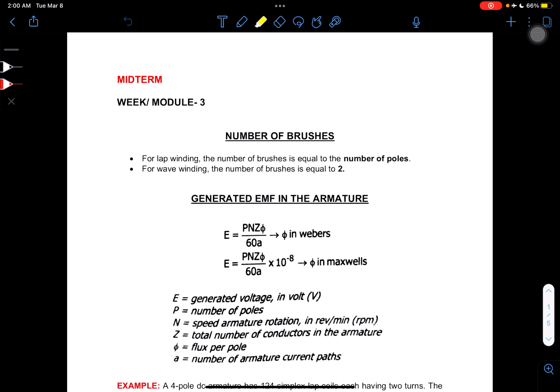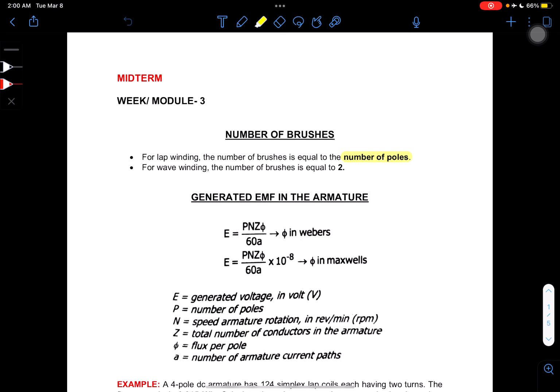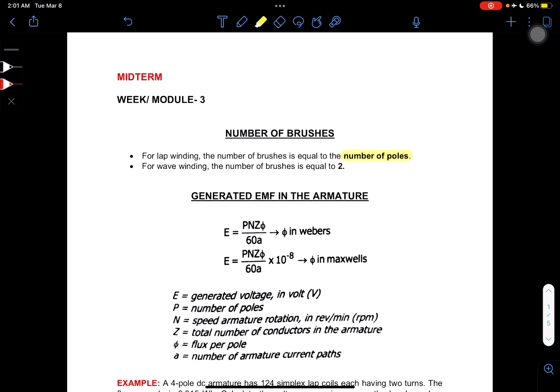So we have here, for lap winding, the number of brushes is equal to the number of poles. So take note, in lap winding, our number of brushes is equal to our number of poles. And for our wave winding, the number of brushes is equal to 2.